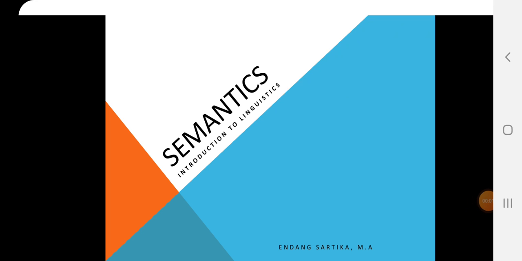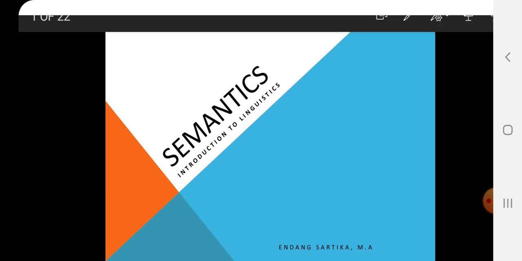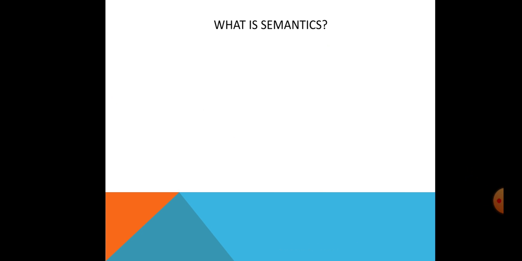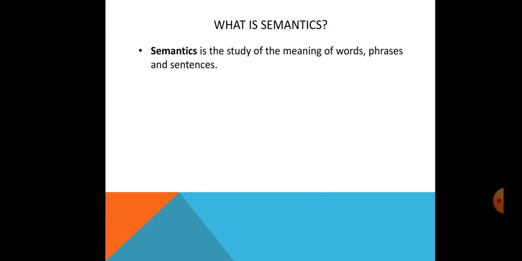Oh, hello again. Today I'm going to talk about another branch of linguistics, and it's called semantics. And what is semantics? Semantics is the study of meaning of words, phrases, and sentences. So basically, semantics is the study of meaning.